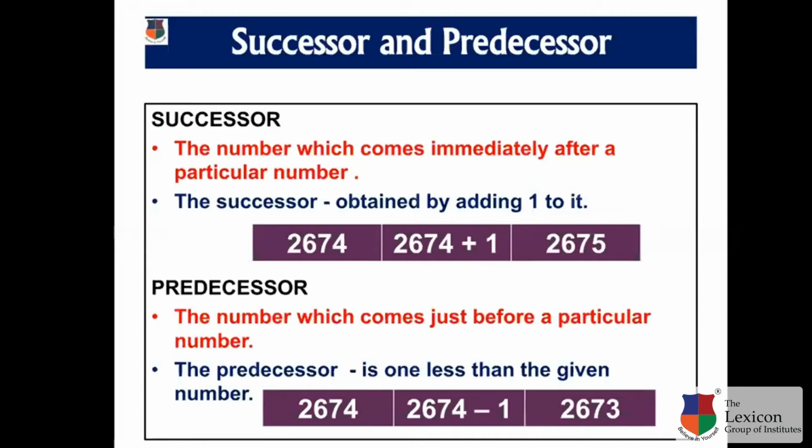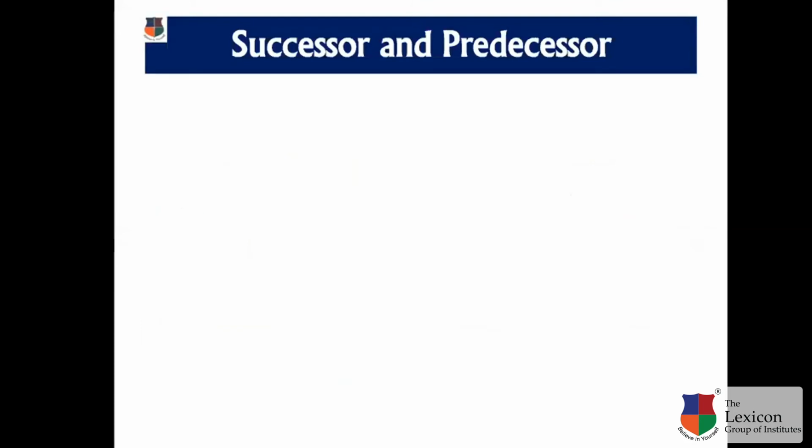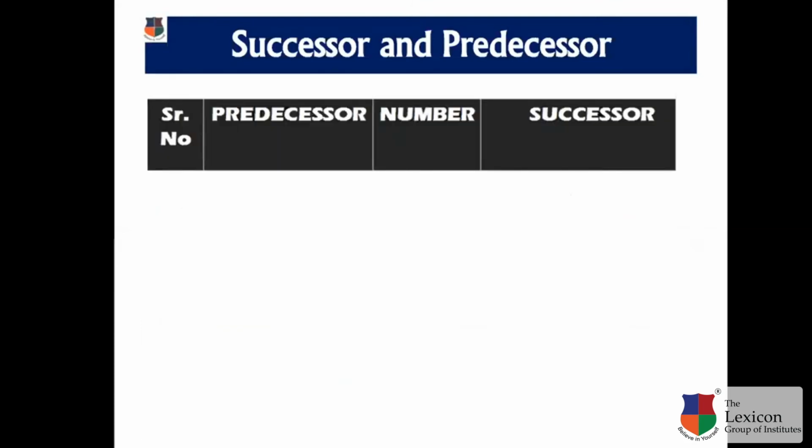Pre means before, I told you, na? So I will do minus 1. So 2674 minus 1 is equal to 2673. So if someone asks me what is the predecessor and the successor of 2674, to tell the successor, I will do plus 1, and to tell the predecessor, I will do minus 1. Now, we will see a few more examples.